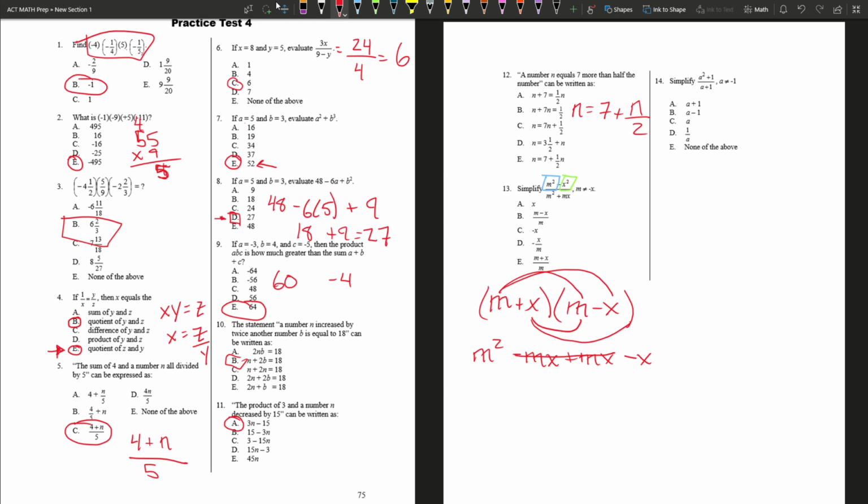And that's something that's really helpful to know, especially on the ACT. So if you ever see a square minus another square, you can factor it as the sum and the difference. Have you guys seen that before? Okay, that's just something you've got to know. It's way easier to just remember it. Okay, so I'm going to factor that top part as m plus x times m minus x.